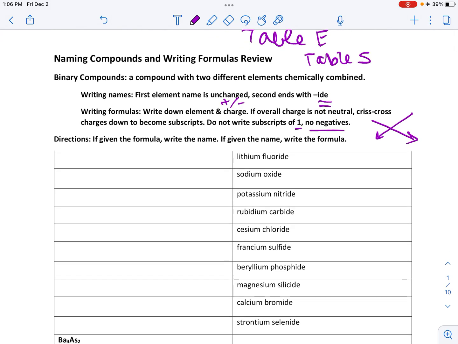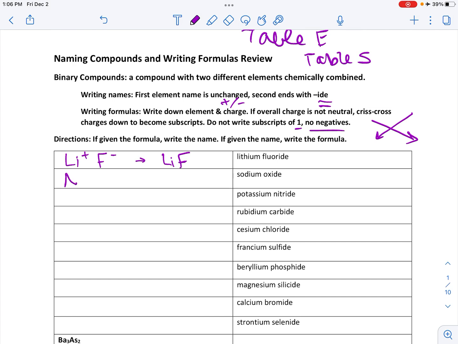Directions: if given the formula, write the name. If given the name, write the formula. All right, so the first thing we're going to need is a periodic table for charges. And again, if you don't know where they're located or what a name is, table S. So lithium is a +1, fluorine is a -1. I know because those are both going to equal 0. My final formula is capital L, lowercase i, capital F. It's very important that your handwriting is neat, and things are capitalized when they should be and lowercase when they should be.